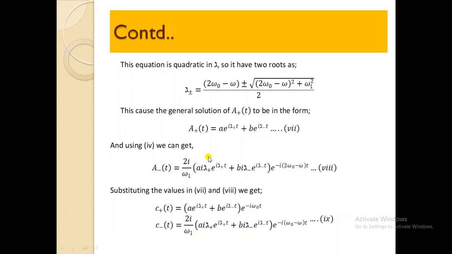On doing that you will get its value. Again, if we substitute its value, then we can get the general solution of the state c plus t and c minus t also. What we had assumed for the general solution of c plus t was a plus t e to the power minus i omega naught t. So we have found a plus t, we have put the value of a plus t over here, and c minus t, what we have assumed, c minus t was equal to this.